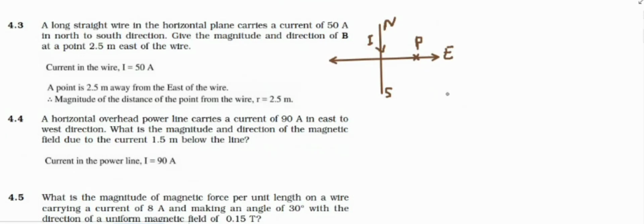And what is the direction of the magnetic field? Again, the formula for the magnetic field due to a straight conductor is B equals mu naught by 4 pi, 2I by R. Substitute the values, you get the value of B. Now apply the right hand thumb rule. When you apply the right hand thumb rule, you can see the direction of the magnetic field at the point P is upward.